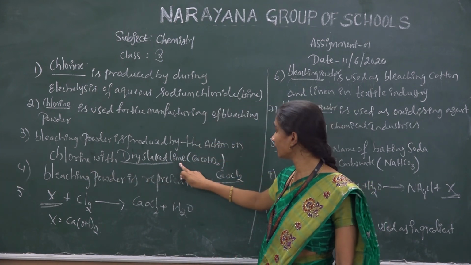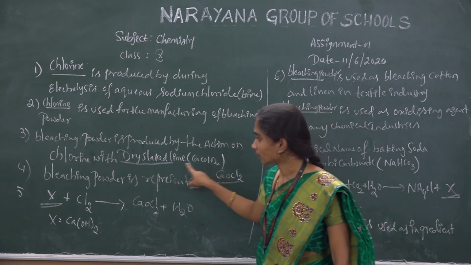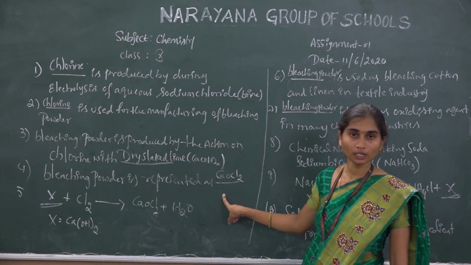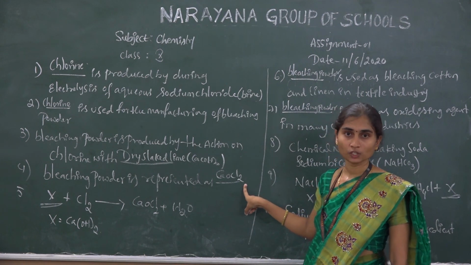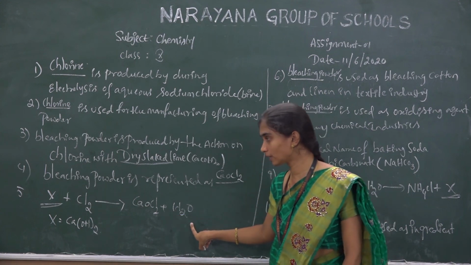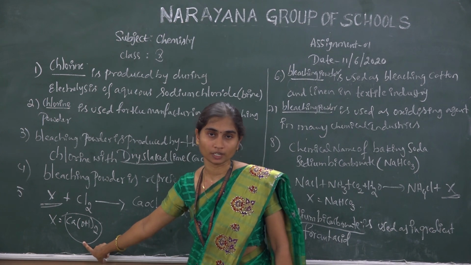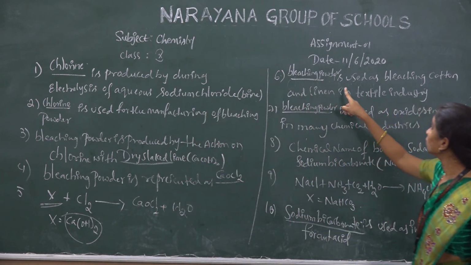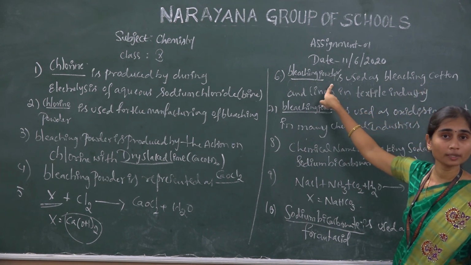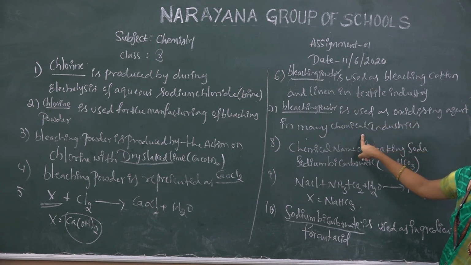Dry slaked lime. What is the formula of dry slaked lime? We can say calcium hydroxide. Bleaching powder is represented as, what is the formula of bleaching powder? CaOCl2, calcium oxychloride. And X plus Cl2 gives rise to CaOCl2 plus H2O. What is X here? Dry slaked lime, which is nothing but calcium hydroxide. Okay. And dash is used as bleaching cotton and linen in the textile industry, which is nothing but bleaching powder. And the bleaching powder is also used as an oxidizing agent in many chemical industries.